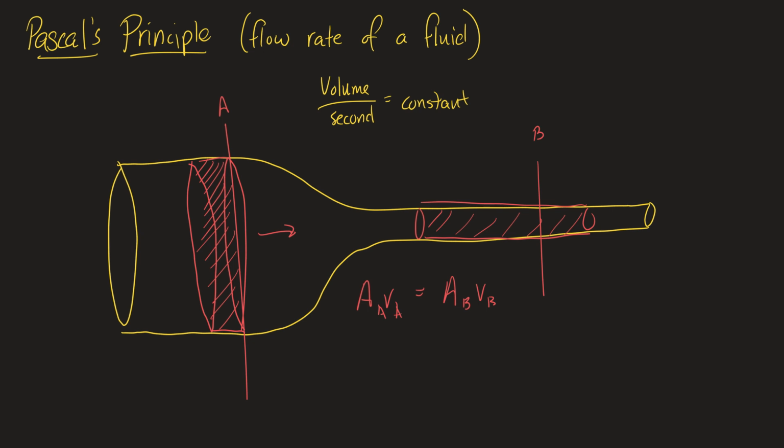Now, that explains why the fluid goes faster in some places than in others. That's the first part of it, and that's Pascal's principle.